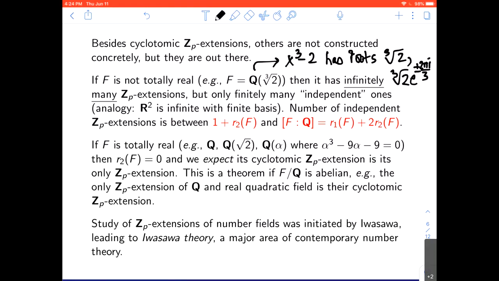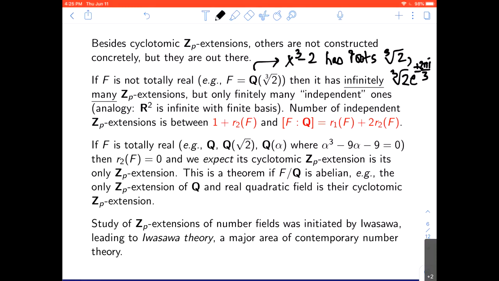All right. So if a field is totally real, there are a lot of settings in number theory where totally real fields have a special behavior. Liang mentioned totally real fields at the end of his lecture. And here we see another situation where, for totally real fields, the only possible extension with Galois group Z_p is the cyclotomic construction I showed you before. If the field is an abelian extension of Q, like Q or Q join root 2, we know this for sure. In other cases, it's still open.